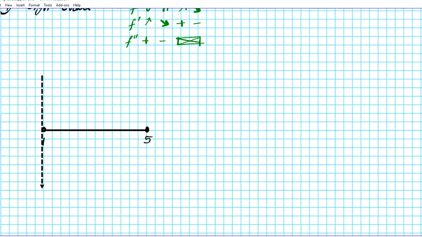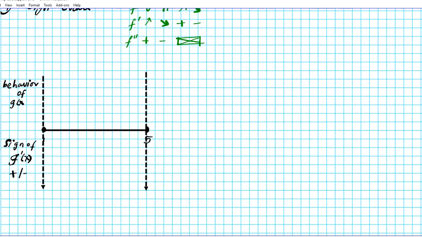To do this, we're going to be looking at the sign of f prime, in this case g prime, positive or negative, and connecting that to the behavior of g of x. Is it increasing or decreasing? Bottom line. Alright, so this is 1. We have only one interval here.